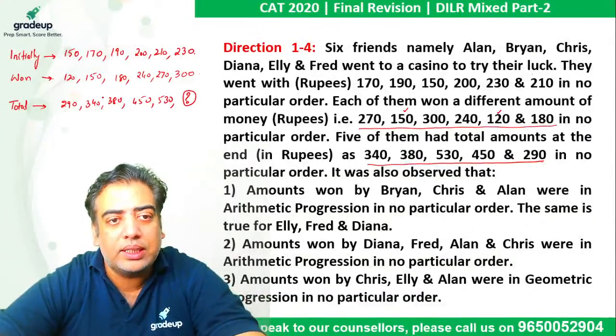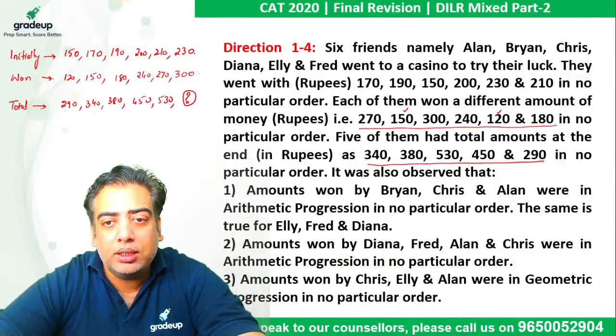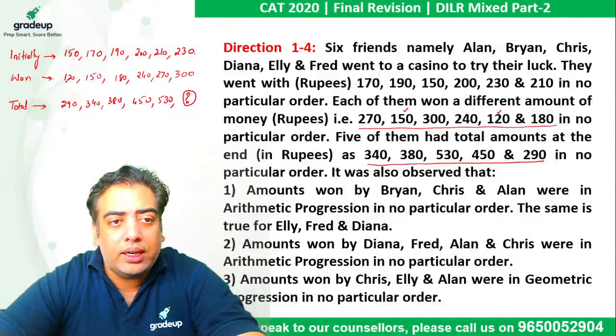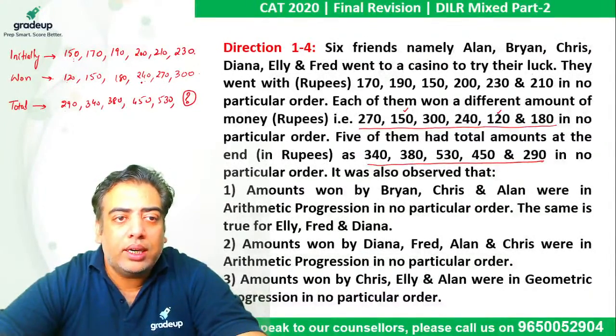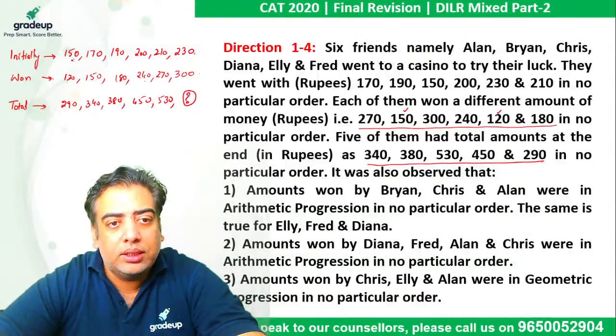So let's try to fix if we can get sums directly. So 150 and 120 add up to 270, it is nowhere. So this combination will never come into picture. 150, 150 is 300, that sum is again not there. 150, 180 add up to 330, so that is again not there. 150, 240 add up to 390, that is again not there.